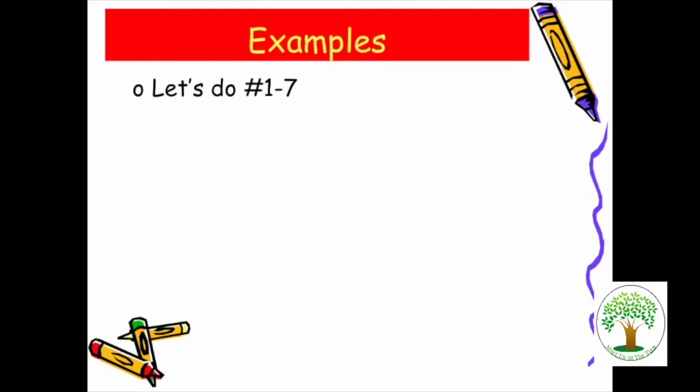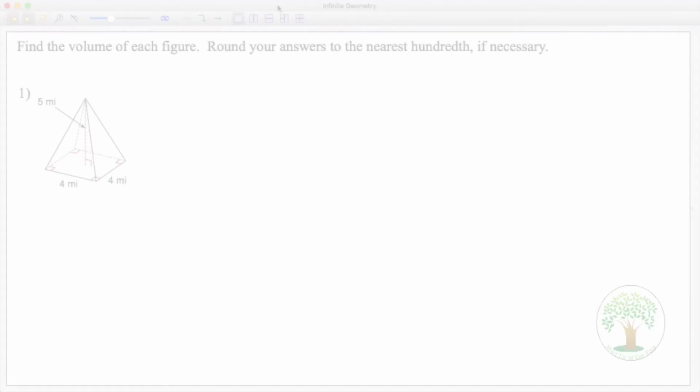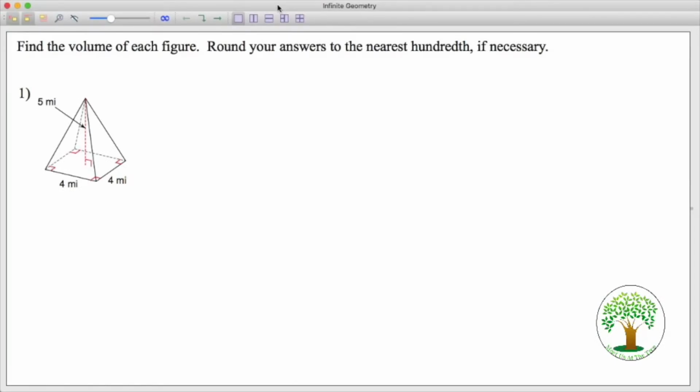All right, let's do examples 1 through 7 again. Yeah, that's pretty cool. We're going to do examples 1 through 7. So go ahead and open up your pages to 11.5. We'll do those examples. All right, we're going to do number 1. Number 1 says find the volume of each figure. Round your answer to the nearest hundredth.